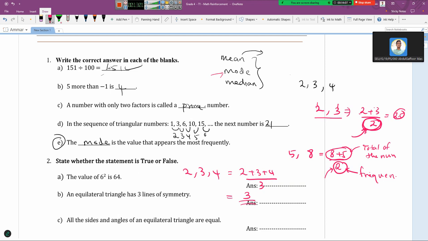And what is mode? For example, let's say 2 comma 3 comma 3 comma 4 comma 5. So in this series of numbers, what is mode?